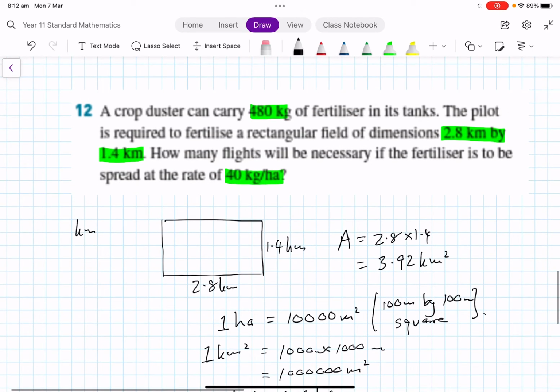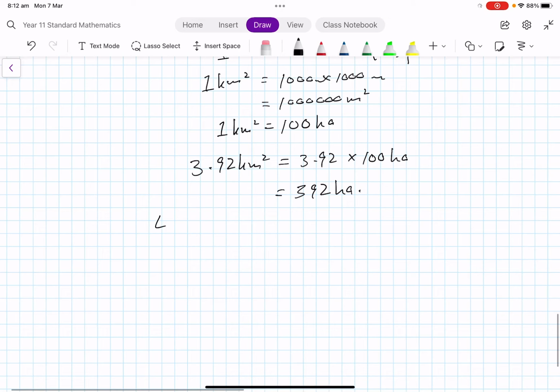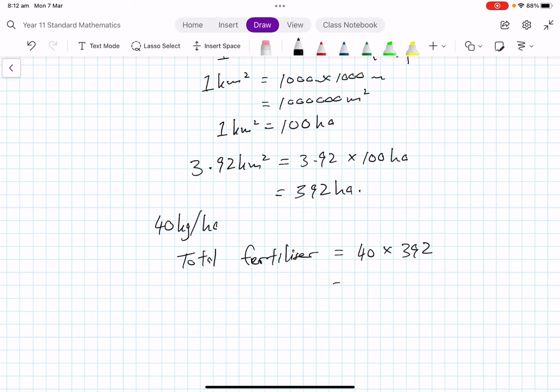Okay, so we need 40 kilograms, the question says 40 kilograms per hectare of fertilizer. So therefore total fertilizer is equal to 40 times 392, which is 15,680. And that's kilograms, right? Because what we're saying is there's 392 hectares to fill with fertilizer. We need 40 per hectare, so it's 15,680.